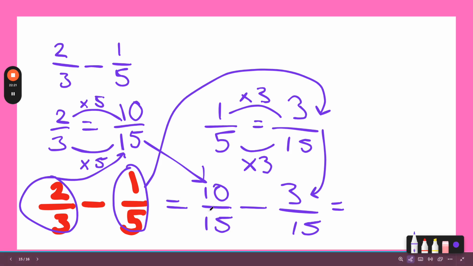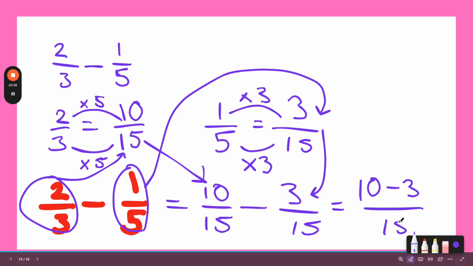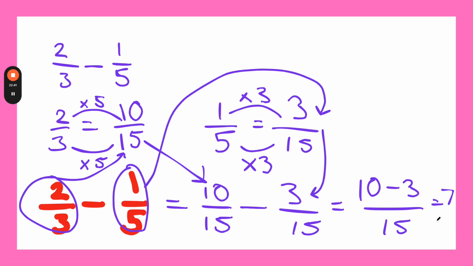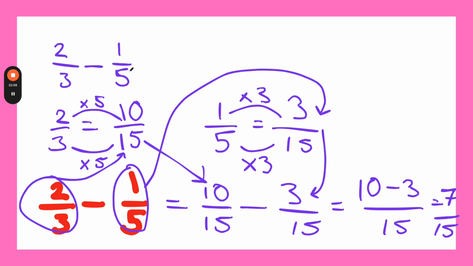If we subtract fractions that have the same denominator, we just take away the numerators from each other. So the sum becomes 10 take away 3 over 15, which leaves us with 7 over 15. It's a little bit squashed, but hopefully you can see the answer. So our final answer to 2 over 3 take away 1 over 5 is 7 over 15.